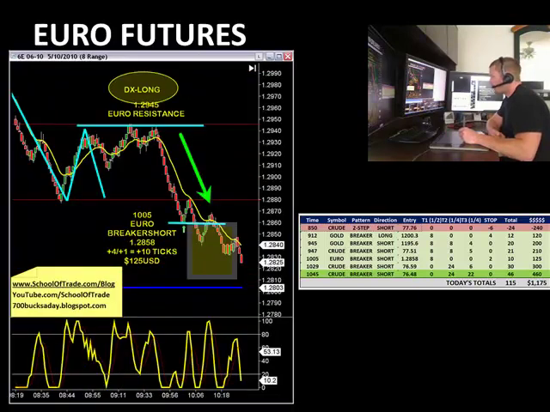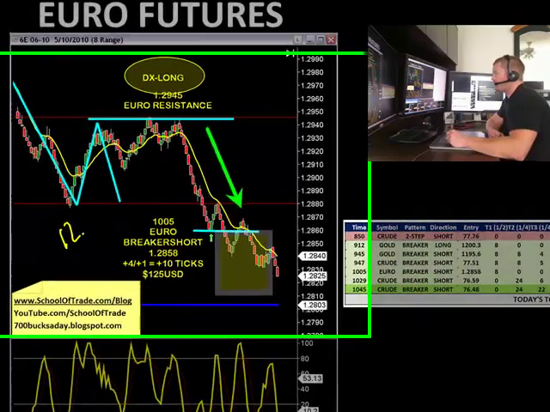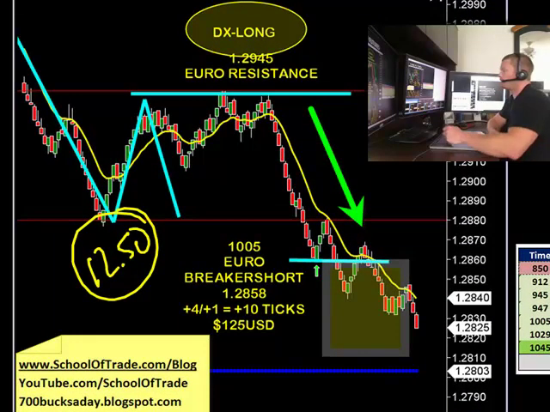Let's keep moving. On the euro, next up on the euro, 10:05. Now just a couple minutes, 15, 20 minutes later, 10:05. We're back on the euro, the symbol 6E this time. A little bit different. This is 12.50 per tick. Okay, so a little bit different than the crude and the gold, be a little more profitable there for you.